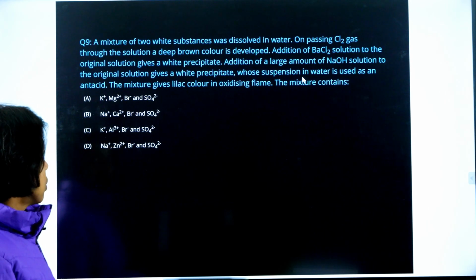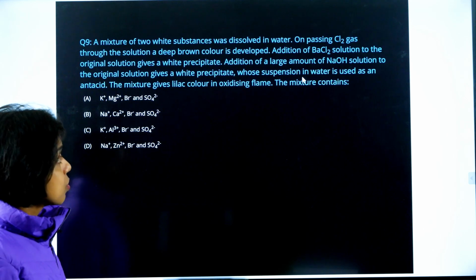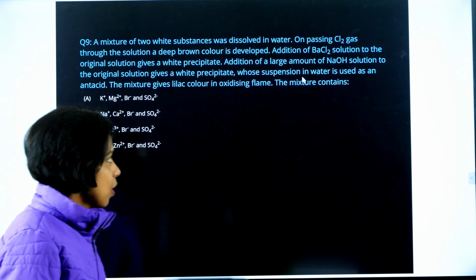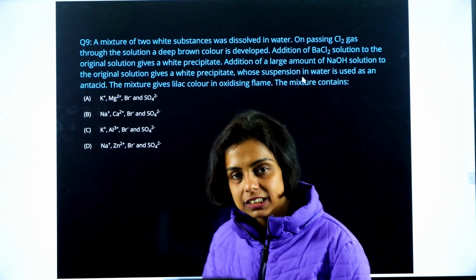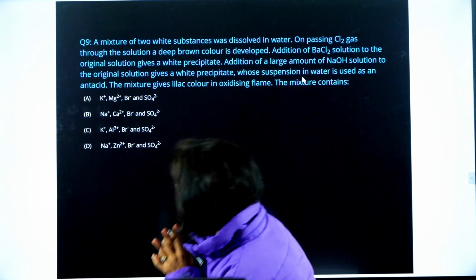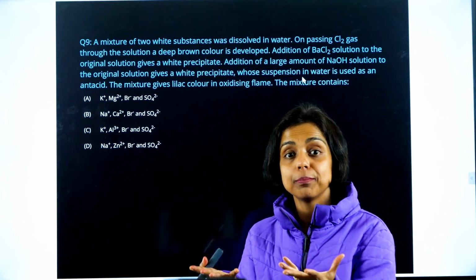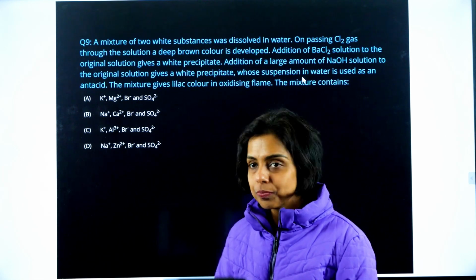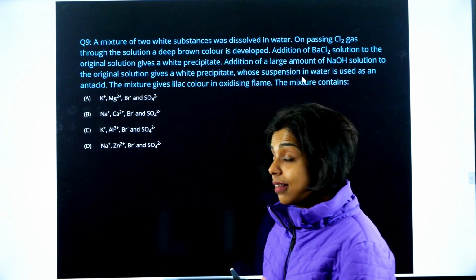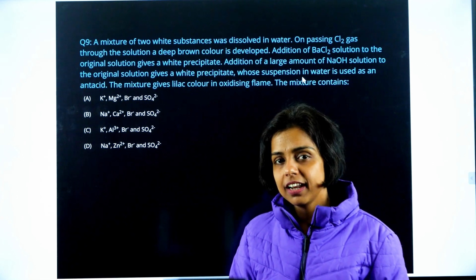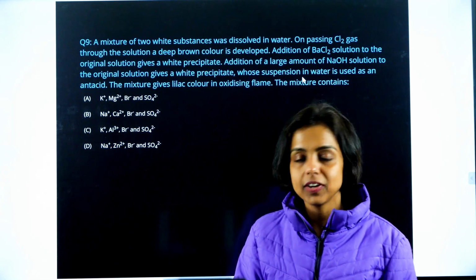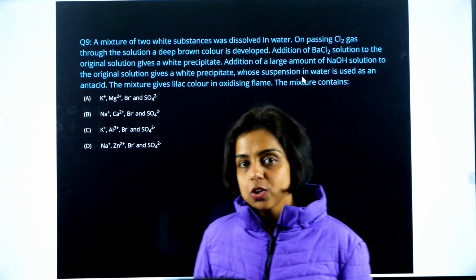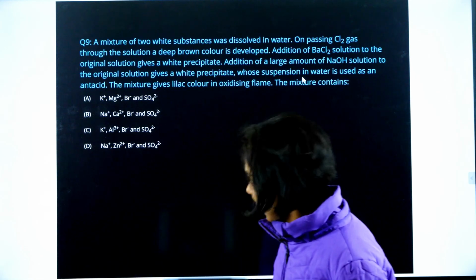Addition of a large amount of NaOH solution to the original solution gives white precipitates whose suspension in water is used as an antacid. The mixture gives lilac color in the oxidizing flame and the mixture contains... So if I see the options, antacid, magnesium hydroxide, I'm sure milk of magnesia, since class 10th you know. So we have just one option which has magnesium, and the second information, which gives lilac color in the flame test, potassium gives lilac color in the flame test, again important. I suppose these two statements in the question are sufficient to mark our answer as A, right?